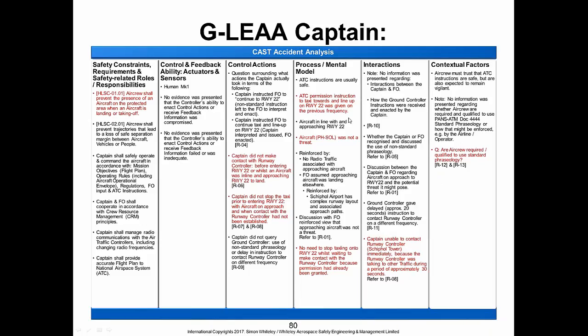Okay, the process, the mental model. The ATC permission instruction to taxi towards and line up on runway 22 was given on the previous frequency, and that's not strictly the case. And the aircraft PH-SOL was not a threat, which was the same as the first officer. And then at the bottom, no need to stop taxiing onto runway 22 whilst waiting to make contact with the runway controller because permission had already been granted. This is an important aspect because, as I said earlier on, the GLIA crew behaved the way they did because they believed that they had permission to do exactly that. So as far as they were concerned, they hadn't failed at what they were doing. There was no failure there.